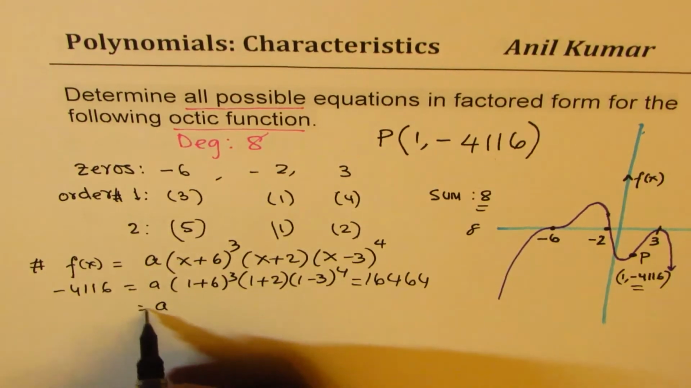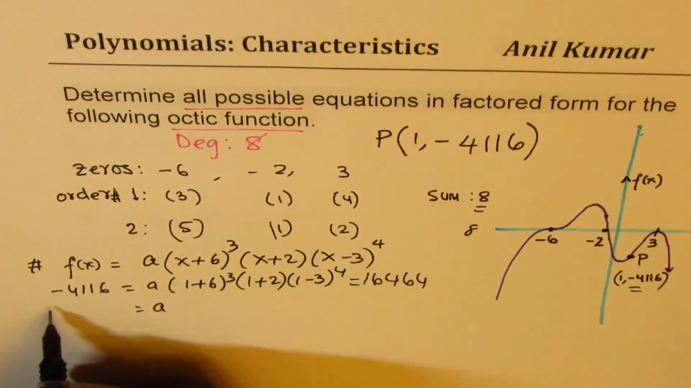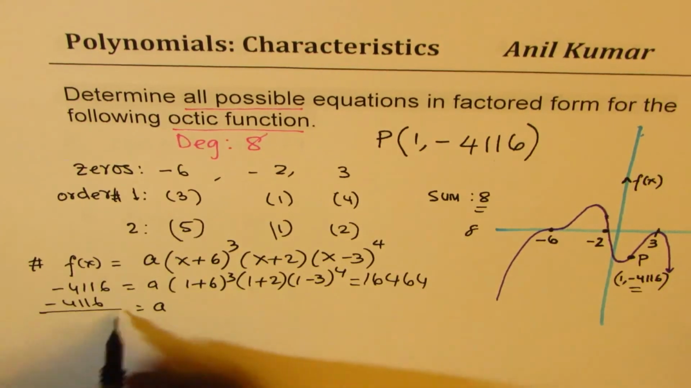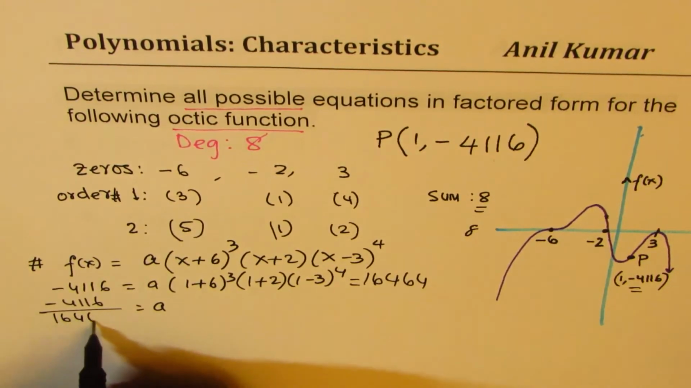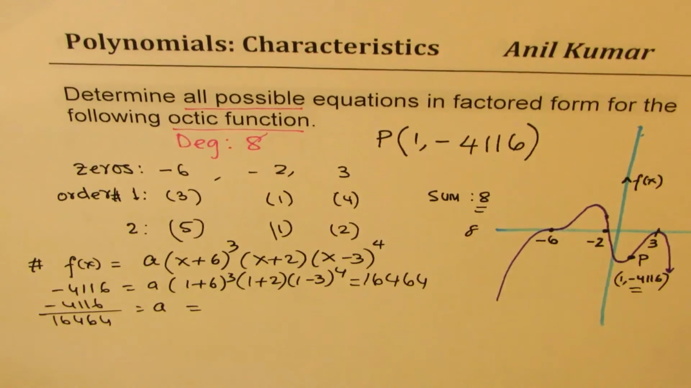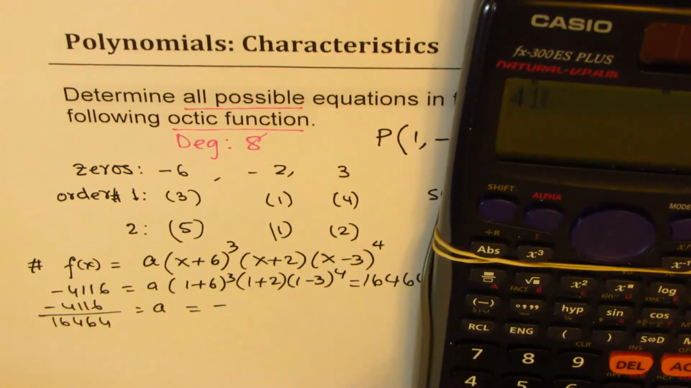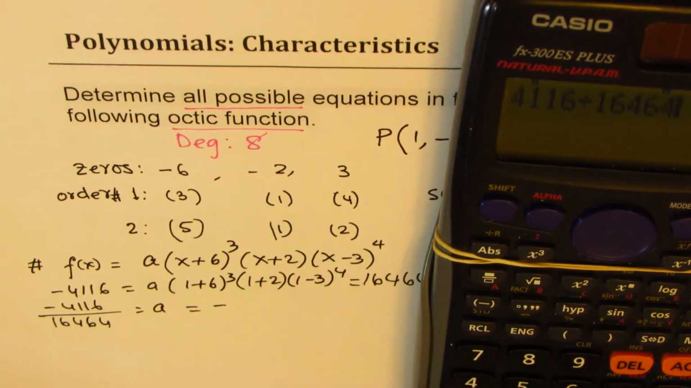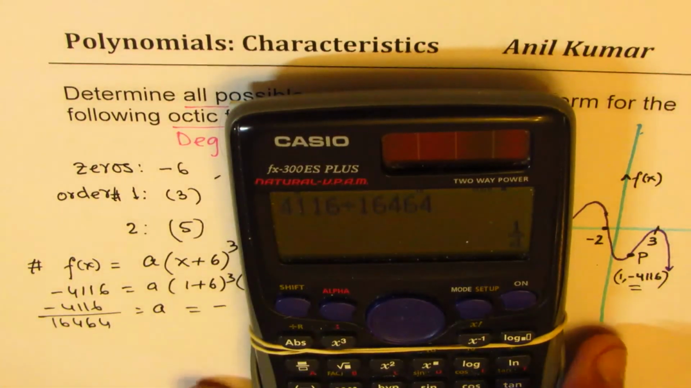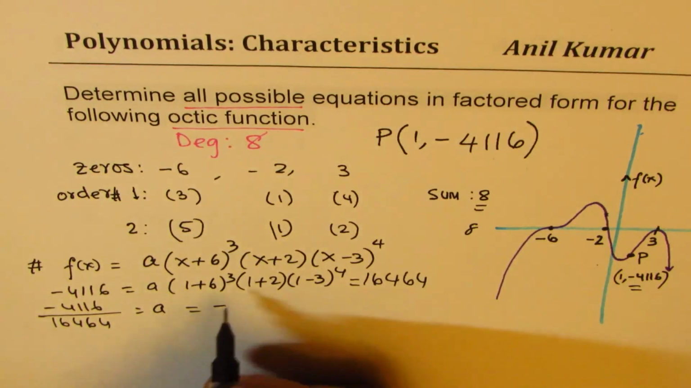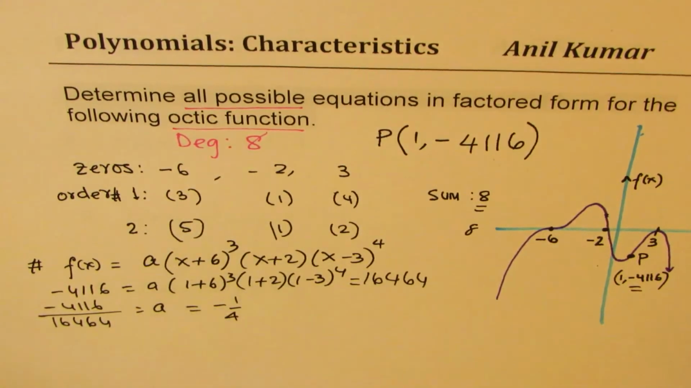So what is a equal to? a is equal to minus 4116 divided by 16464. Let's figure it out. It's of course negative, and we have 4116 divided by 16464. That gives us 1 over 4. Perfect. So we get a equals minus 1 over 4. Replace a with this.